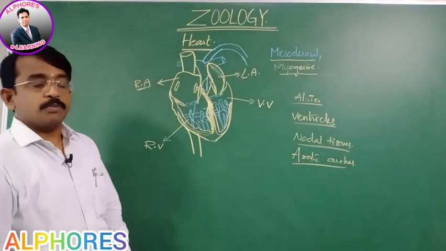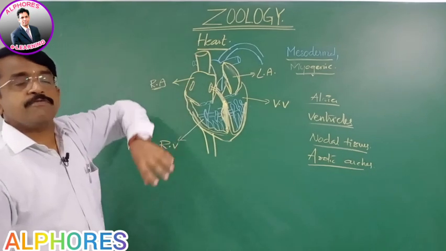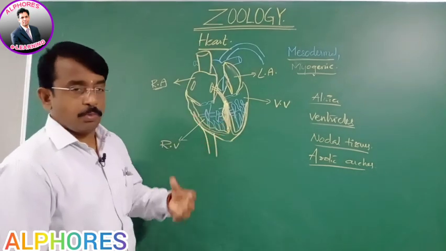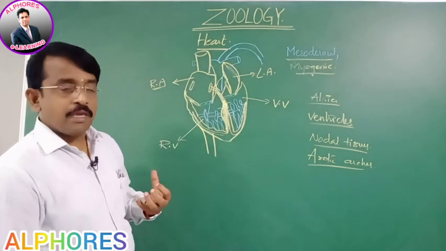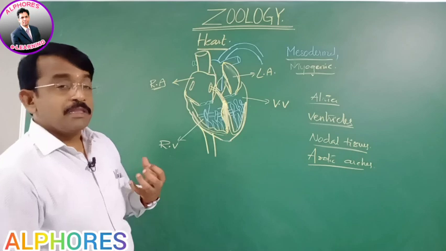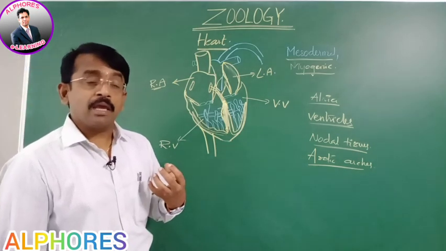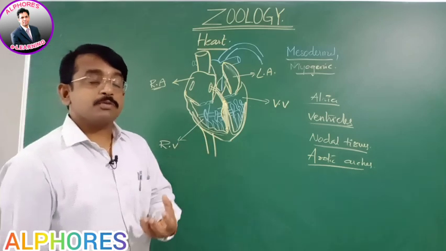Atria are the anterior-most blood receiving chambers. They have thin walls when compared with the ventricles. Of all the chambers of the heart, the left ventricle has the thickest wall.